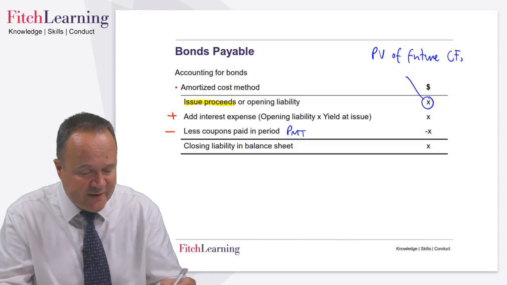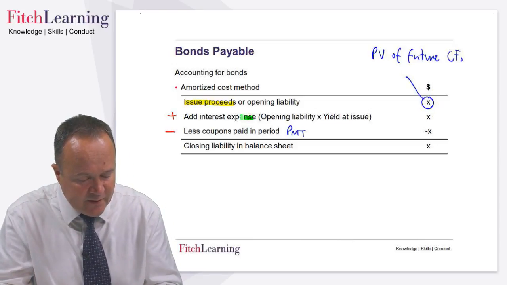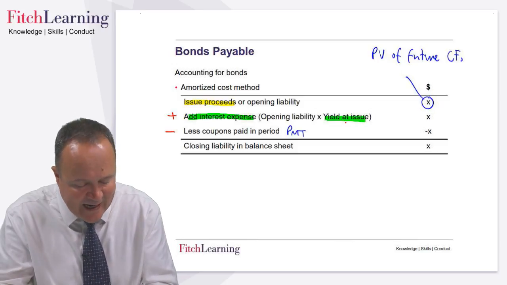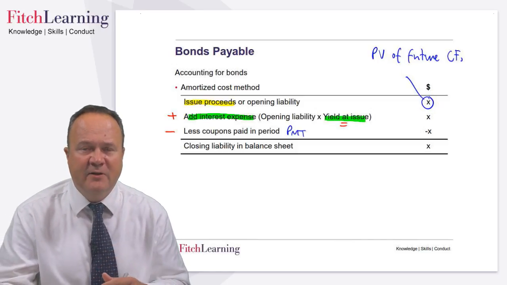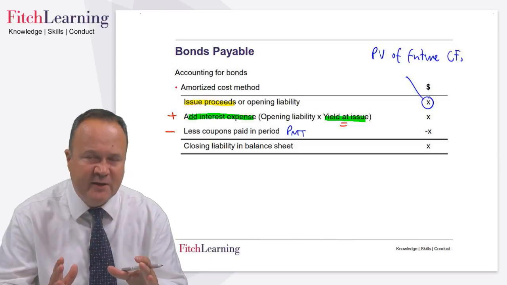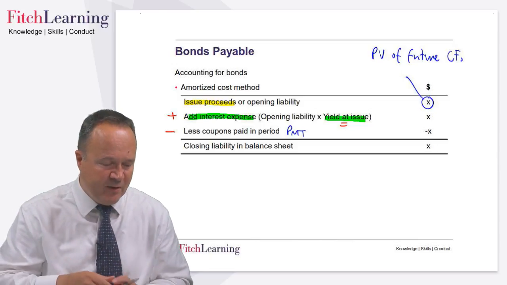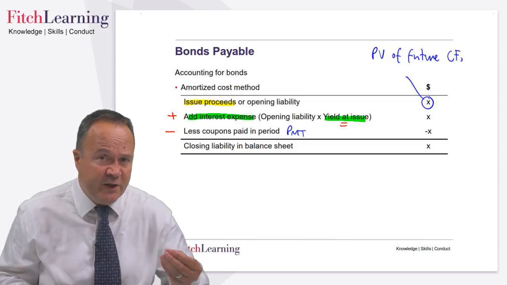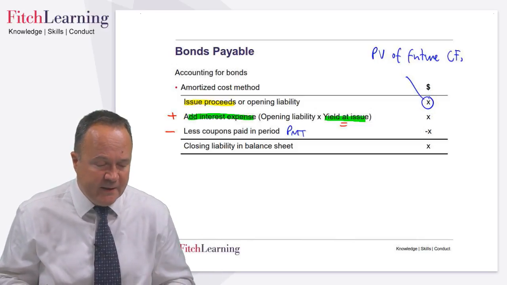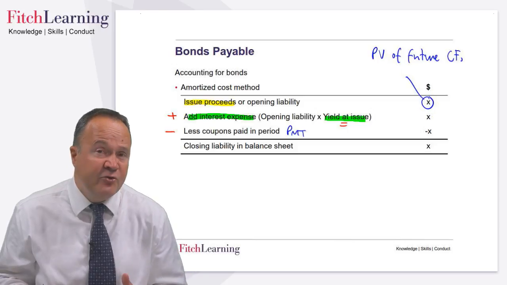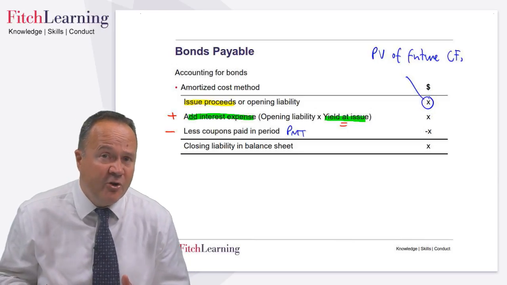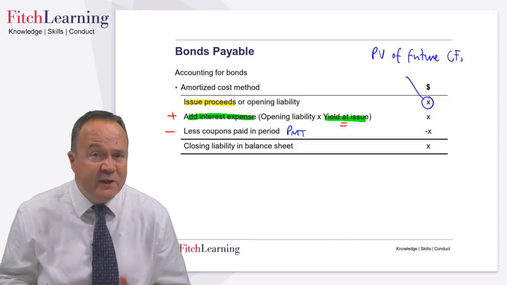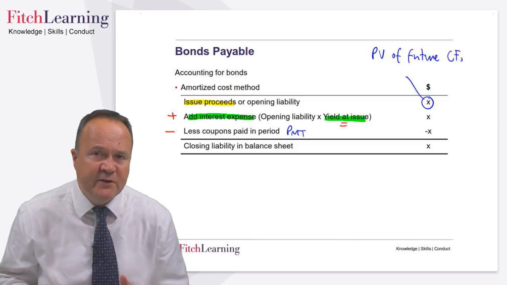The interest expense is based on the yield. It's the yield at issue. Right? You will undoubtedly get questions where they talk about a 5-year bond and they give you the yield when it was issued, let's say 5%, and then they say, two years later, current yields are 8%. And they ask you, what is the interest expense in year 2?